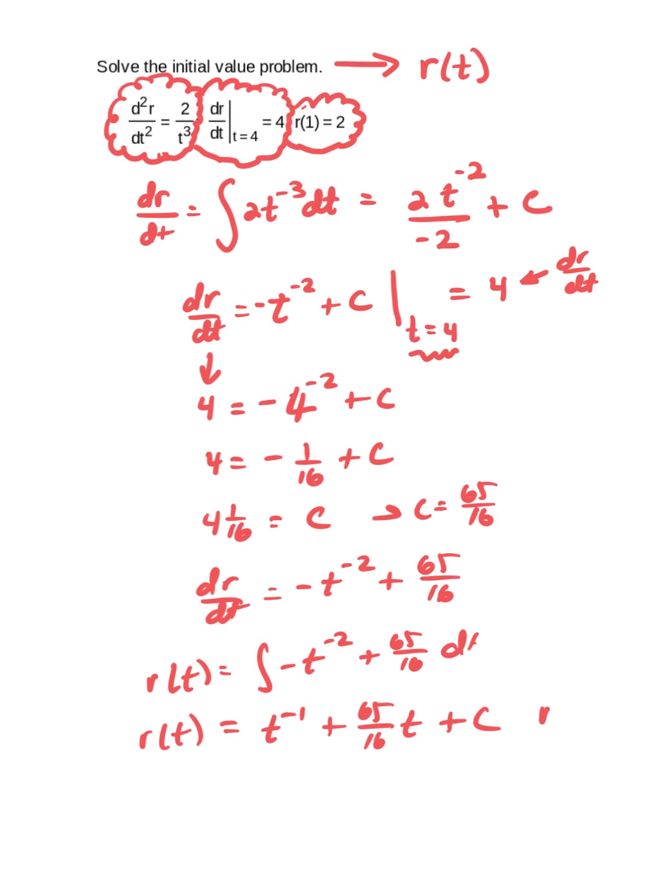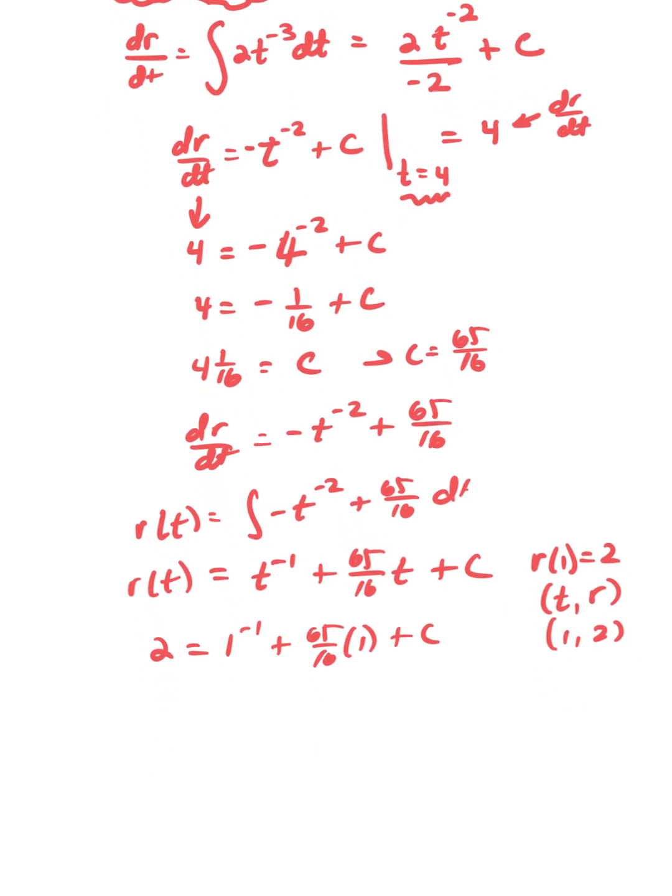This is now why they gave you r of 1 equals 2, because this is giving the point that t is 1 and r is 2. So I'm going to go ahead and substitute that now in. R is 2, t is 1. And that will allow me to find c again.